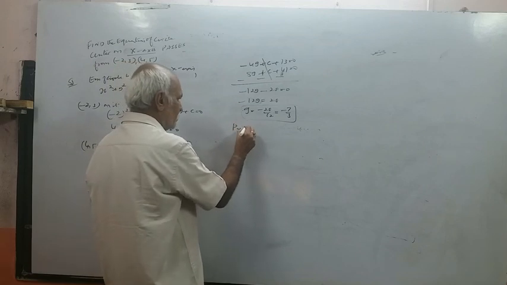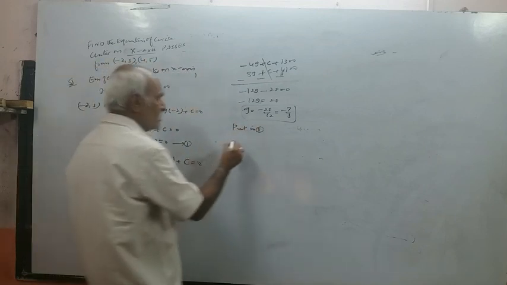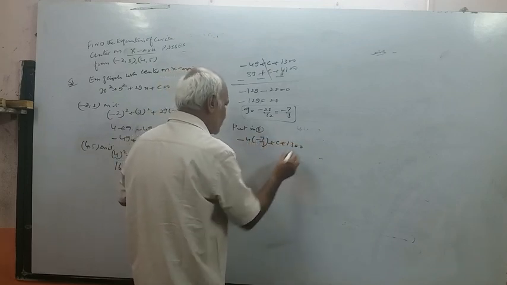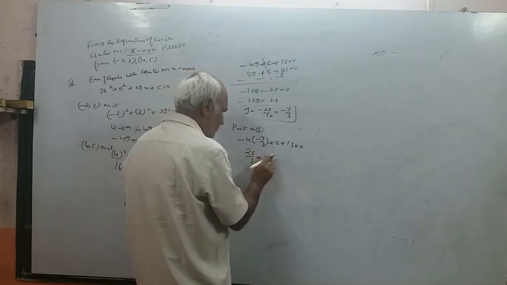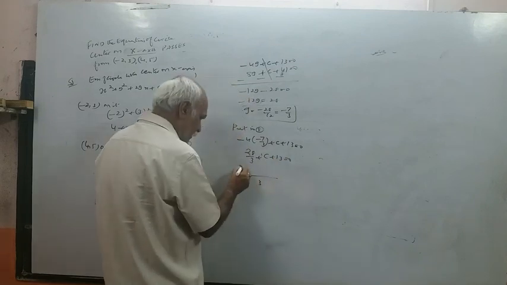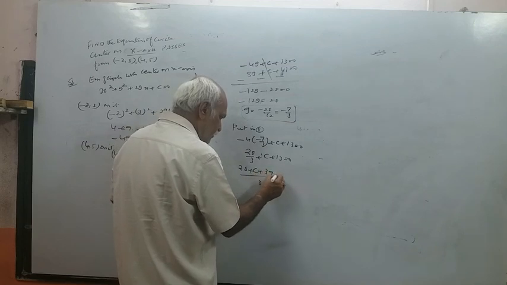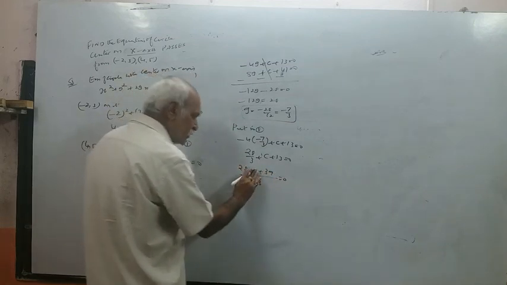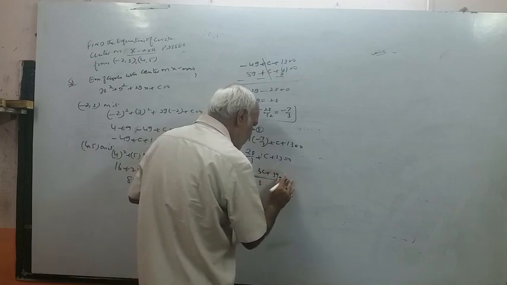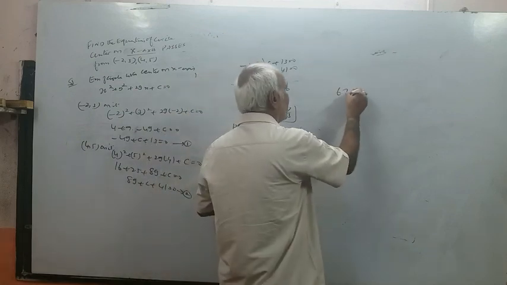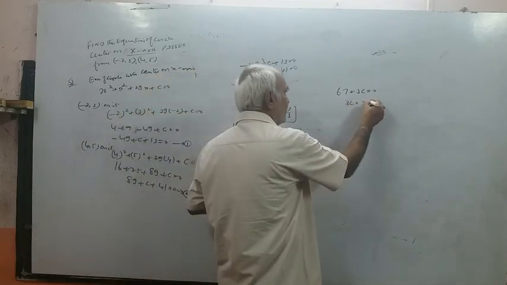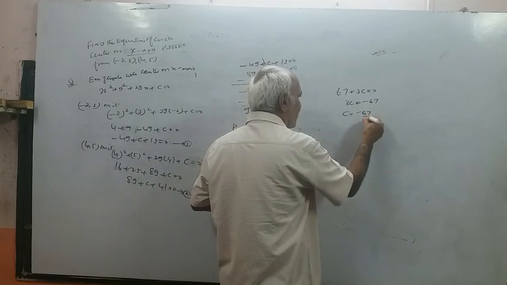Next put in 1. What is the first equation? Minus 4 into g, which is minus 7 by 3, plus c plus 13 is equal to 0. So 28 by 3 plus c plus 13 is equal to 0. LCM is 3. 28 plus 3c plus 39 is equal to 0. 28 plus 39 is 67. So 3c is equal to minus 67. c is equal to minus 67 by 3.